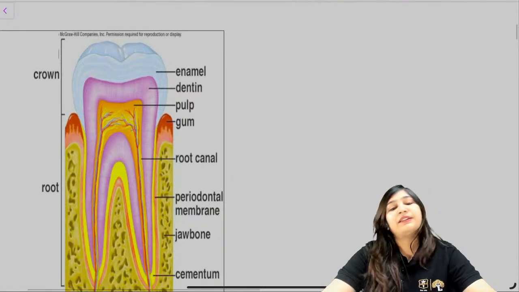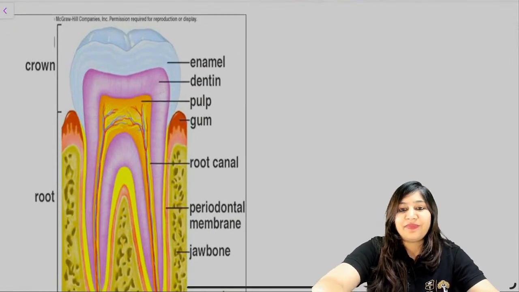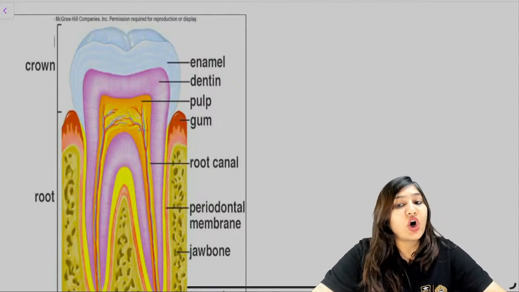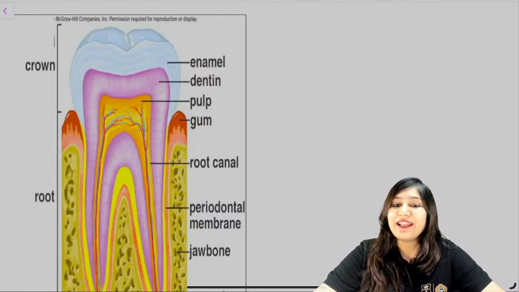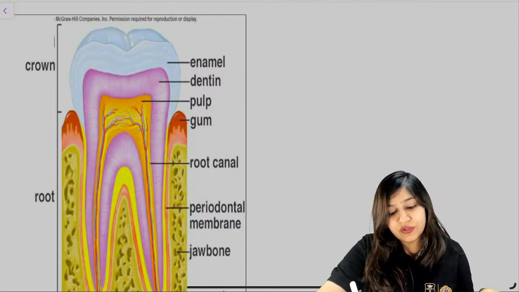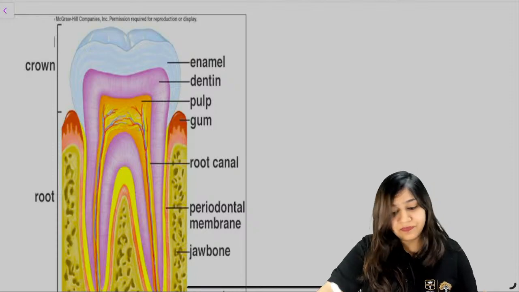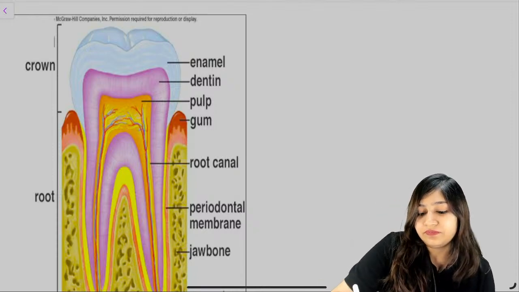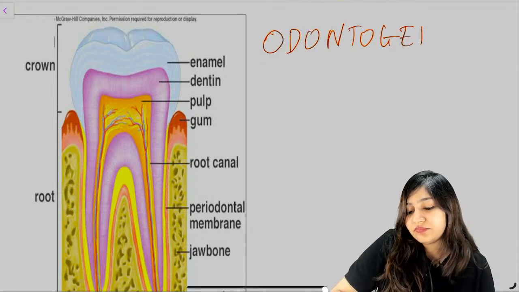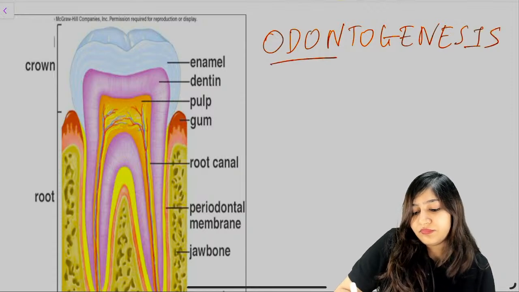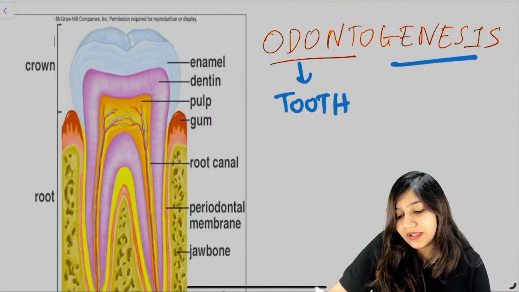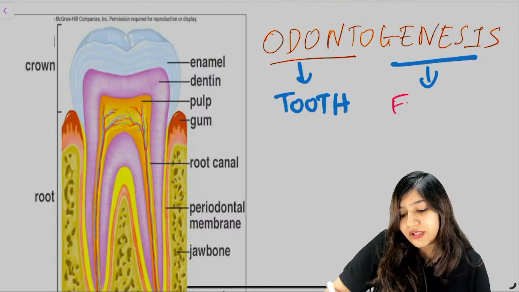Now, tooth development. What is tooth development? It is mainly odontogenesis. Odonto meaning tooth and genesis meaning formation of tooth.